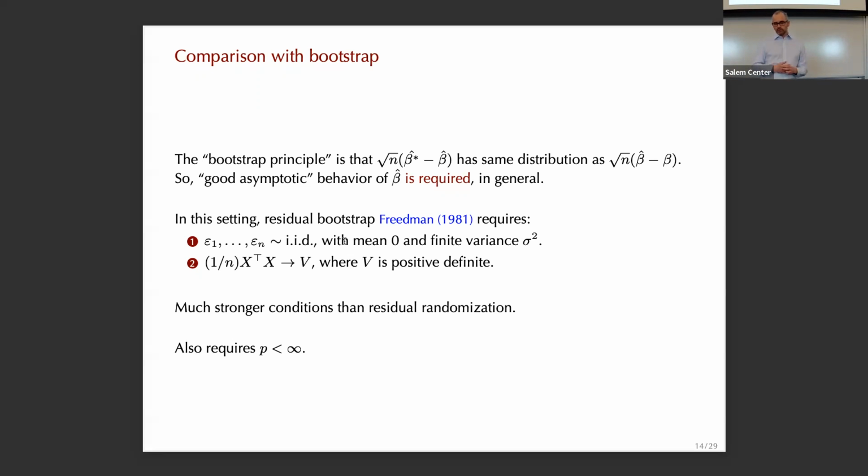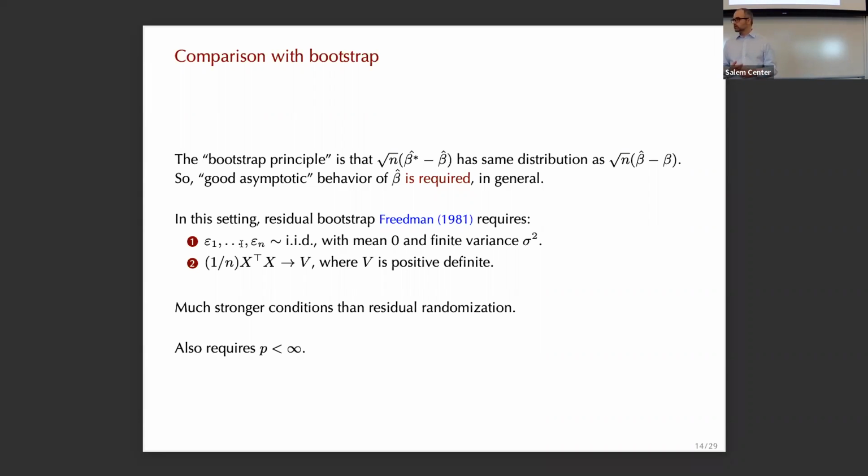proving the validity of the residual bootstrap requires IID errors, mean zero, finite variance, and also requires a limit for this Gram matrix. This also appears a lot in standard OLS inference. We usually assume that this X transpose X Gram matrix has a limit, but why should it have a limit?